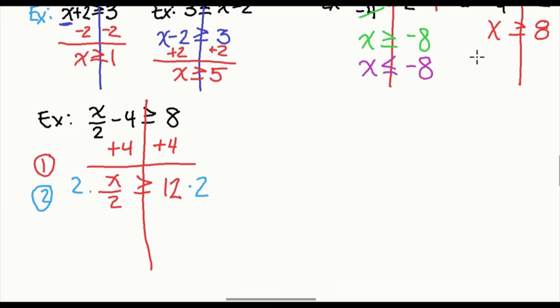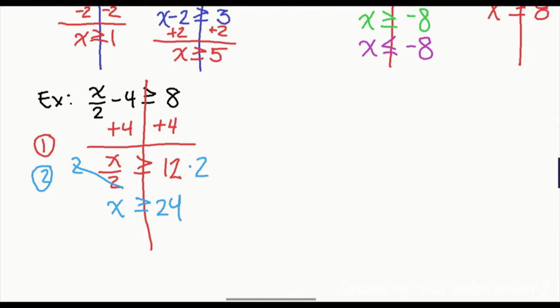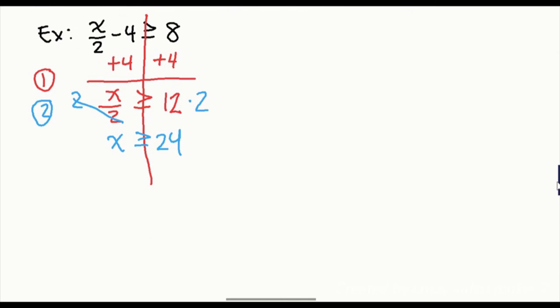Another example. If we have x over negative 2 minus 4 is greater than or equal to 8? Well, first we ask ourselves, is our variable on the left side? Yes, it is. Okay, so leave it alone. Add 4 to both sides. X over negative 2 is greater than or equal to 12.